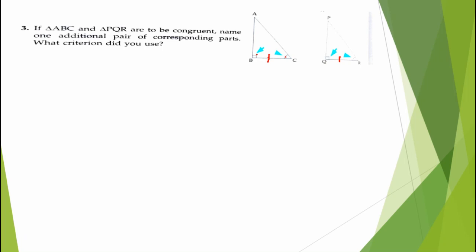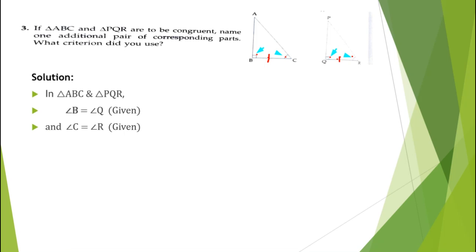ASA. So let us write this in solution. Same triangle ABC and triangle PQR. Angle B is equal to angle Q, given. Angle C equal to angle R, given. And we should have BC equal to QR. So this is the additional information we need to prove the two triangles congruent by ASA rule.